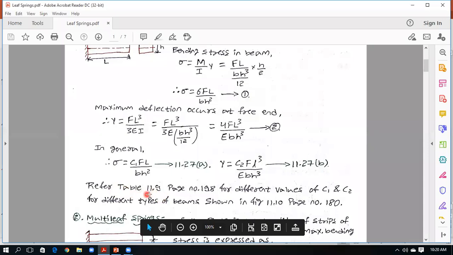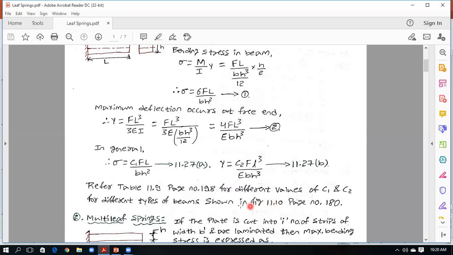In this, first you have to refer to the figure, which type of figure is given. 11.10, page number 180. In that you have to see whether it is A, B, C, D, that is cantilever, and whether it is simply supported. Depending upon that, you have to select that figure.